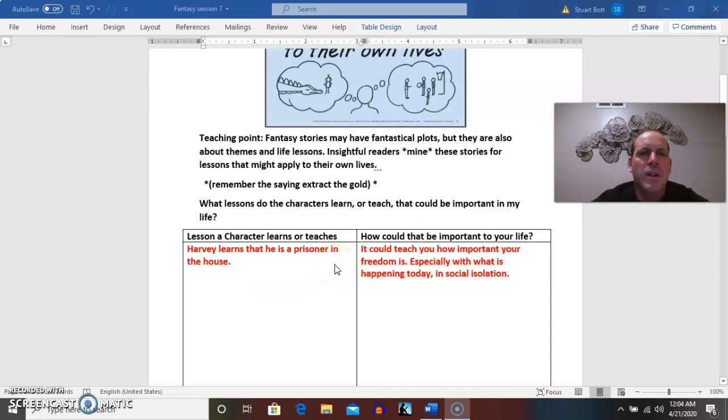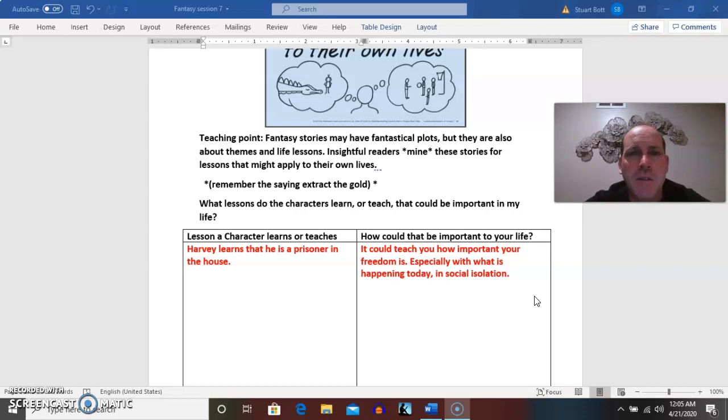In the last video, or chapter 11, you'll realise that Harvey finds out that he's a prisoner in the house. So how could that be important to your life? I'm getting that life lesson that's happening in that story, but then I'm relating it to what's happening for me at the moment, in fact for all of us, and it can teach you how important your freedom is, especially what's happening today in social isolation. That is a current life lesson straight from the book, and it's so important for us now, because we're all kind of prisoners at this stage.